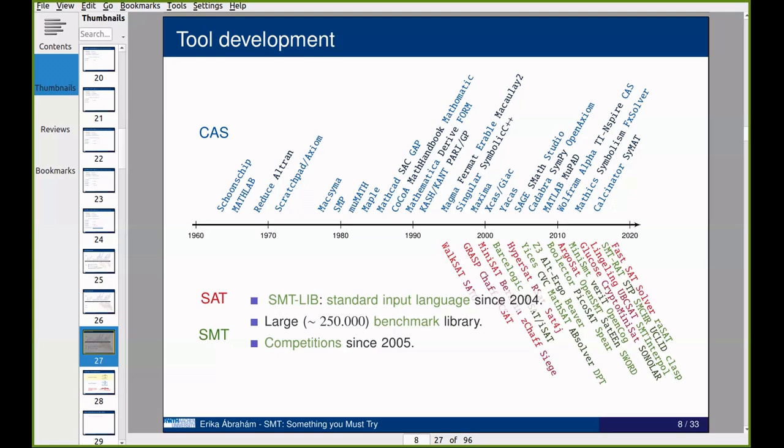That means most solvers get their input in this input language. You formalize your problem once, you can use all the solvers. There is also a large benchmark library which you can take to test your solvers, and there are also competitions. And always there are new benchmarks for the benchmark library to be a bit more diverse. So if you have any problems, please submit to SMT.